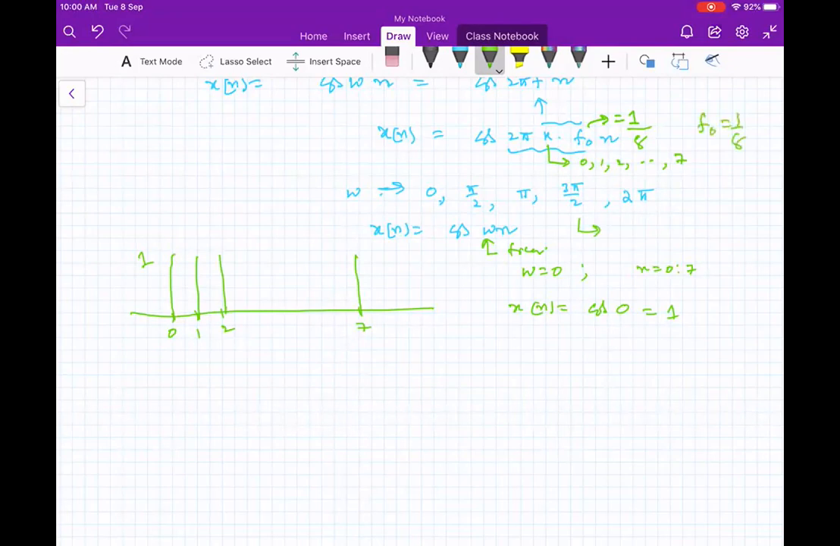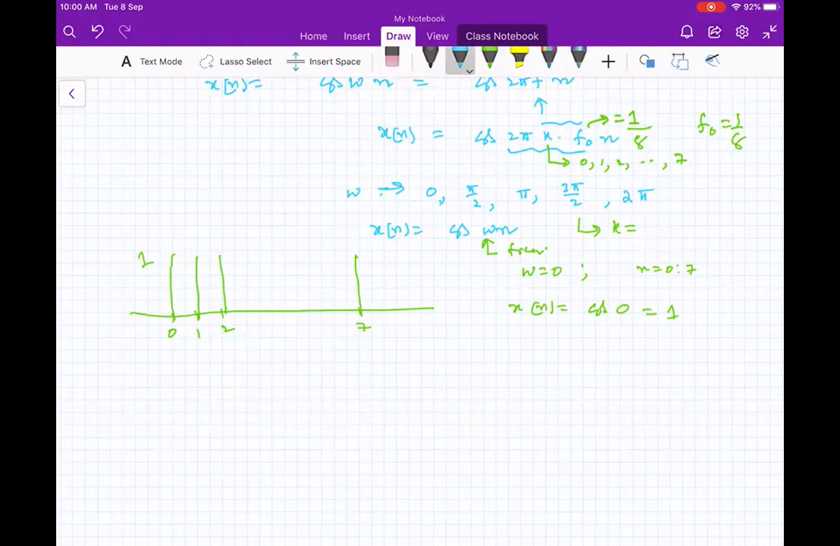Assume that I fixed it. What do you think is the value of k that corresponds to omega equal to 3 by 2? If I wish to get omega equal to 3 by 2 with f naught equal to 1 by 8, what should be the value of k? No answer?